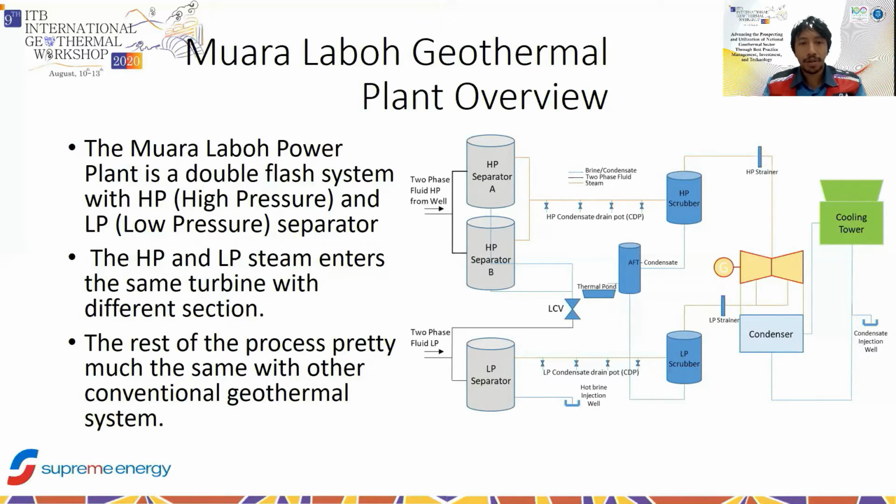They mix together, get into the LP separator, and then go into the same turbine as the HP steam. So HP and LP go into the same turbine. And the rest is quite similar to other conventional geothermal systems. We have a direct contact condenser, and the cooling tower circles back to the condenser. Some of the steam condensate will be injected back to the reservoir. We have this condensate injection well.